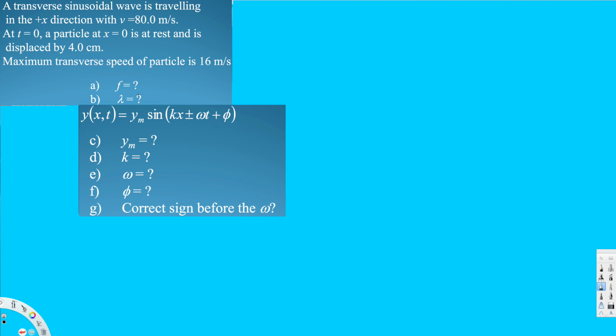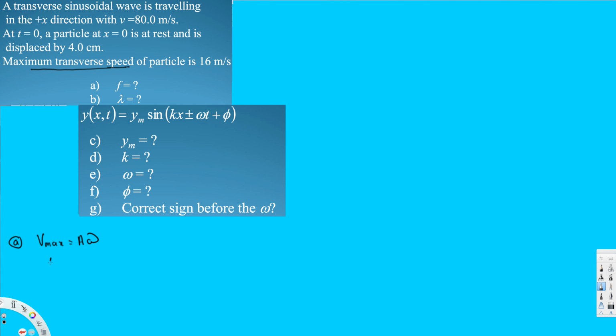So the first question is asking to find the frequency. Let's see how we can find it. Since we have the maximum speed, we know the formula for maximum speed, V max is equal to A omega, right? And we know the amplitude and we know V max. If I find omega, I can find the frequency because omega is equal to 2 pi f. So let's find omega first.